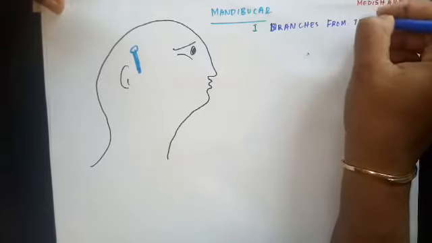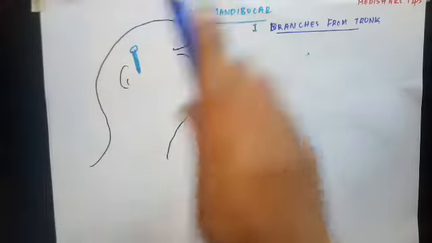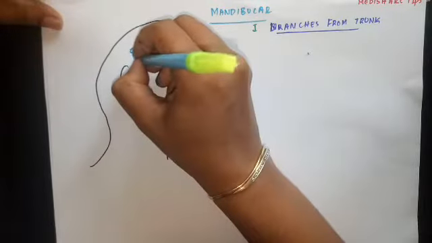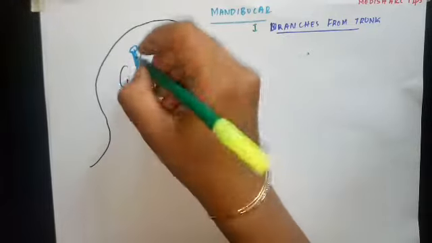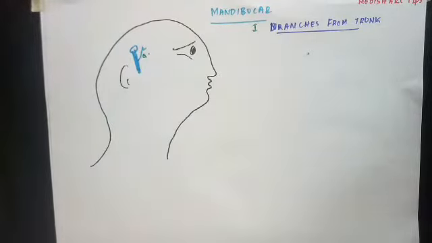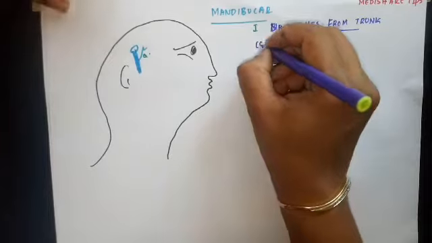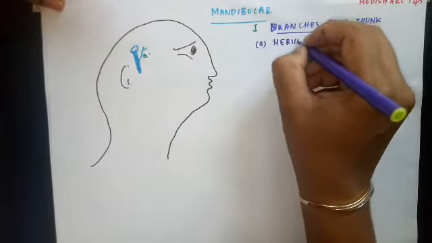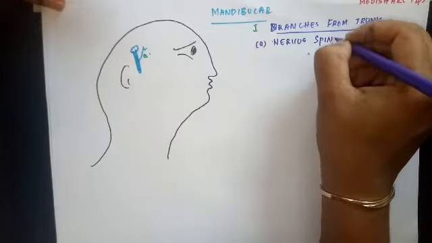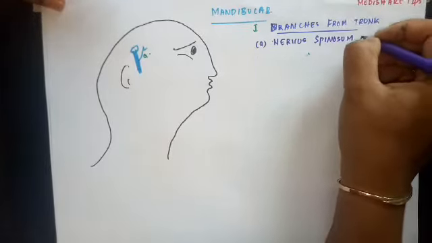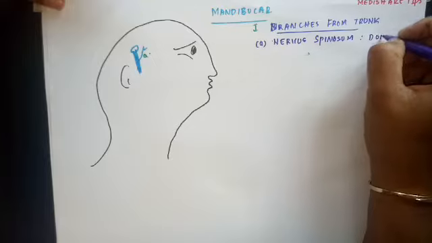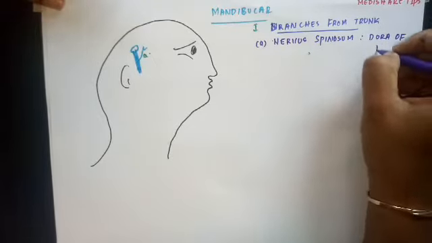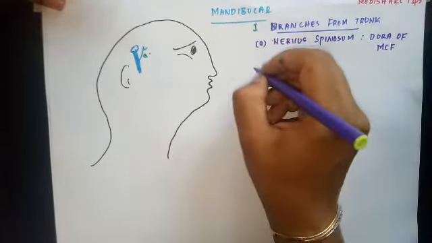So from the trunk, there is a branch labeled as A, which is nervus spinosum, which is passing through the foramen spinosum and supplies the dura of middle cranial fossa. MCF is middle cranial fossa.